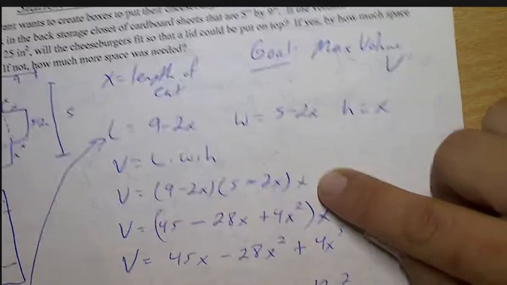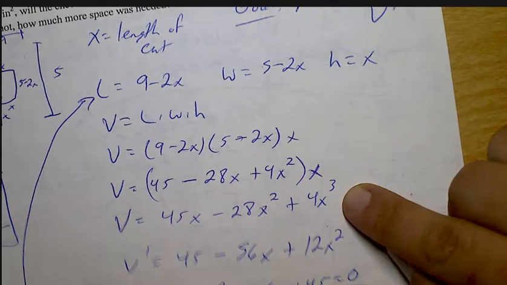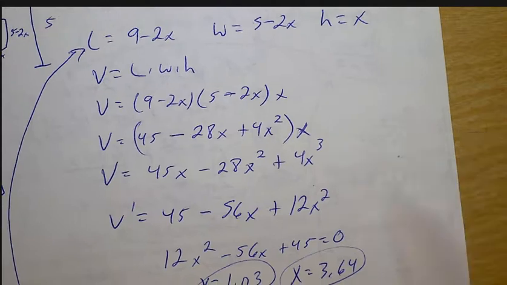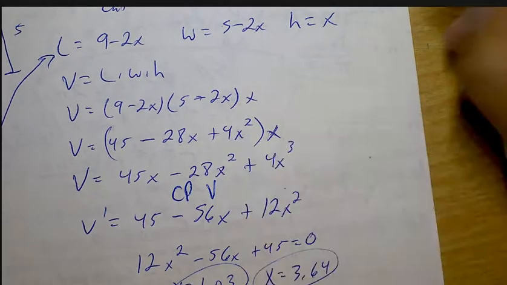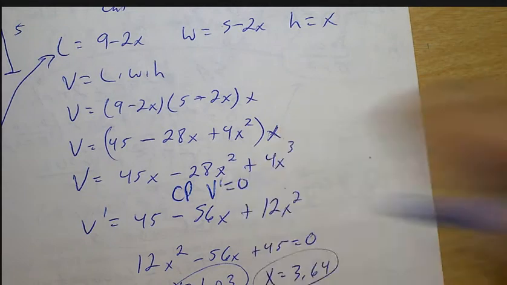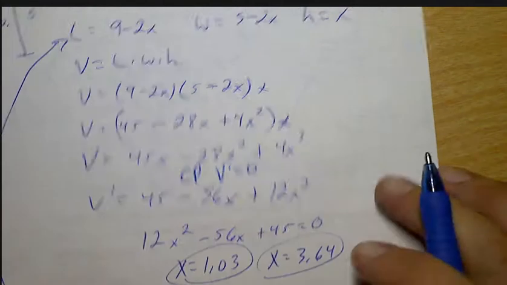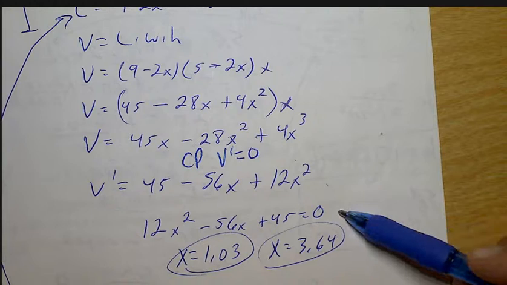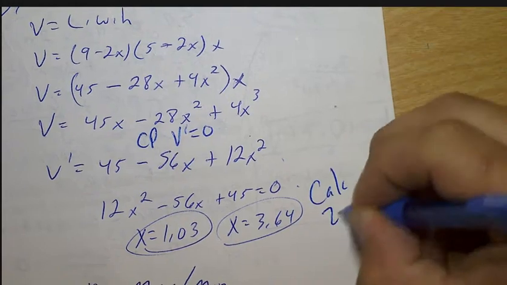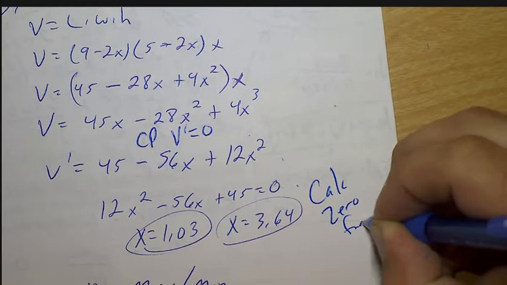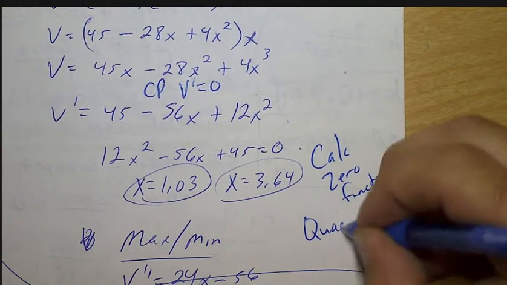Derivative equals 0. What I just did was use the zero function on a calculator, which finds your roots or solutions. Or you could do it by hand with the quadratic formula or completing the square. Those are other methods you could use to solve a quadratic that's not factorable. Okay? So my two critical points are 1.03 and 3.64.